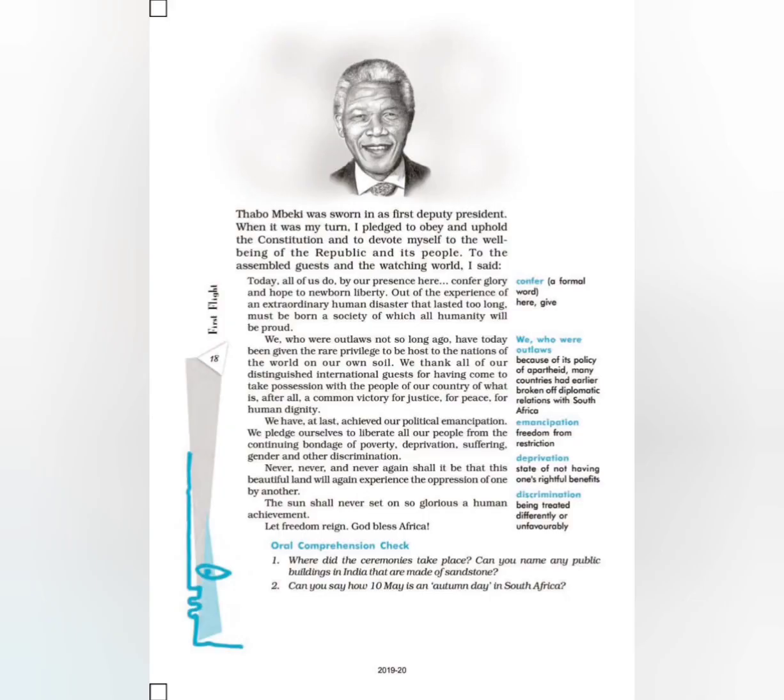This starts like this: "Today, all of us do, by our presence here, confer glory and hope to the newborn liberty." When you read that entire lesson, you cannot find even a single word that it is going to be the country of black people, or that we are going to rule over the white people. These kinds of lines you cannot see anywhere. So we are getting out of the clutches of white supremacy or colonial government. Now we are going to build a democratic government. This is the idea he wants to convey throughout the lesson.